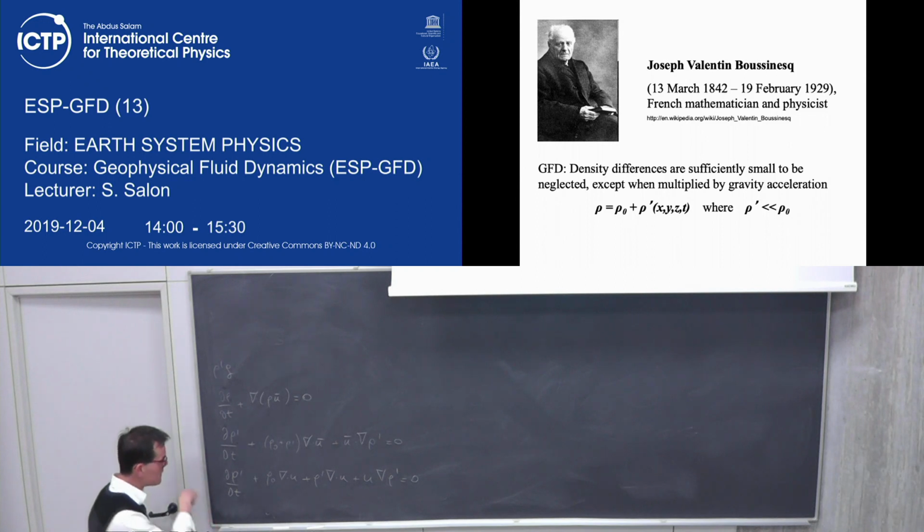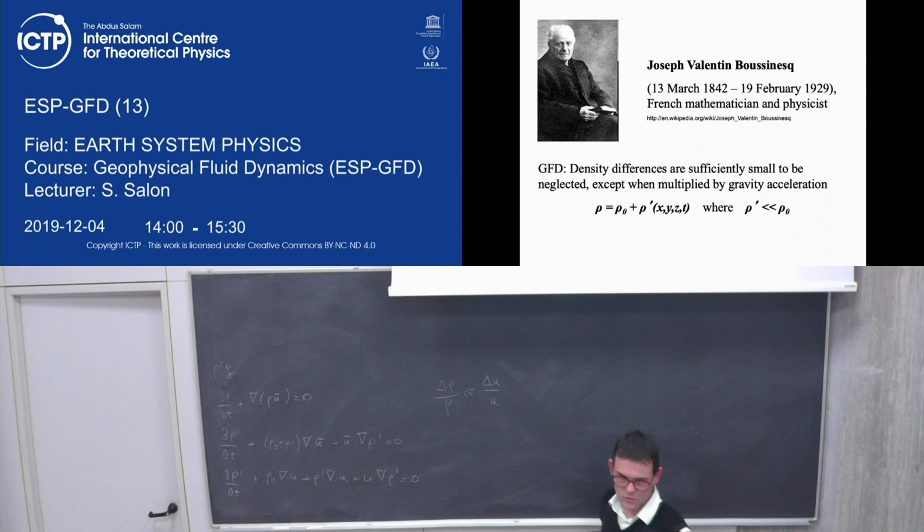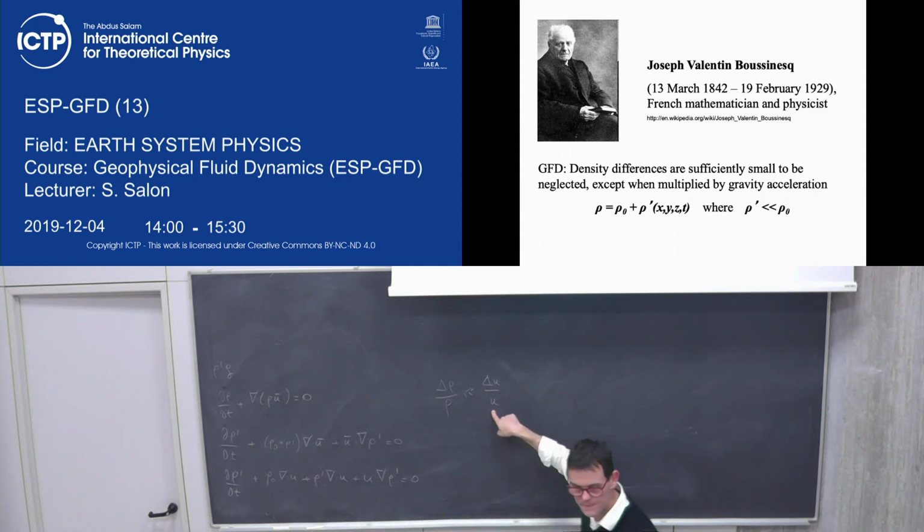So in order to go ahead, we have to say that in GFD, the general variation of density with respect to the density is much smaller than the relative variation of u, of the velocity. So this means that density changes much less than velocity. Okay?